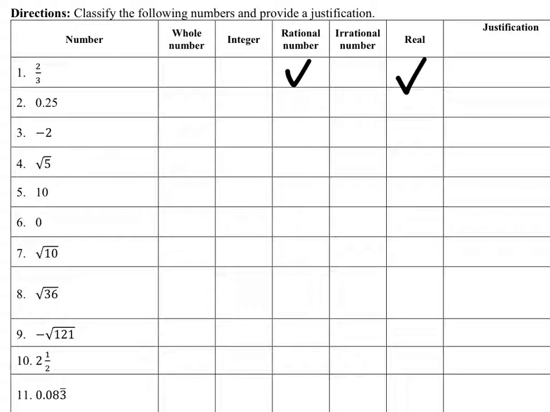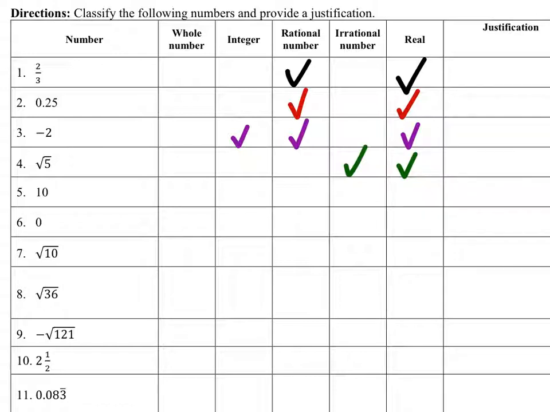0.25, this one is a terminating decimal, so it's rational and real. Now -2. -2 is real. It is rational, and it's an integer. The square root of 5, if we put this into a calculator, it would give us a really horrible decimal. It is real, and it is also irrational.